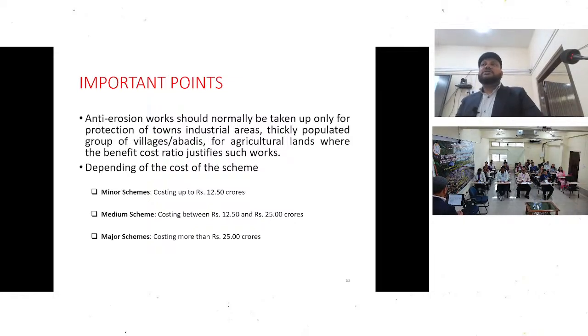And depending upon the cost estimate, schemes are divided into 3 parts. A minor scheme means any scheme below 12.5 crore. A medium scheme is 12.5 crore to 25 crore, and a major scheme is any scheme more than 25 crore. This has been set as per the FMBAP guideline.